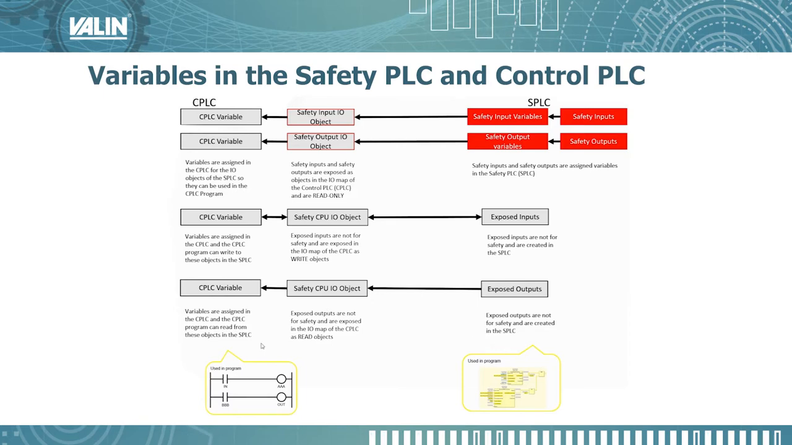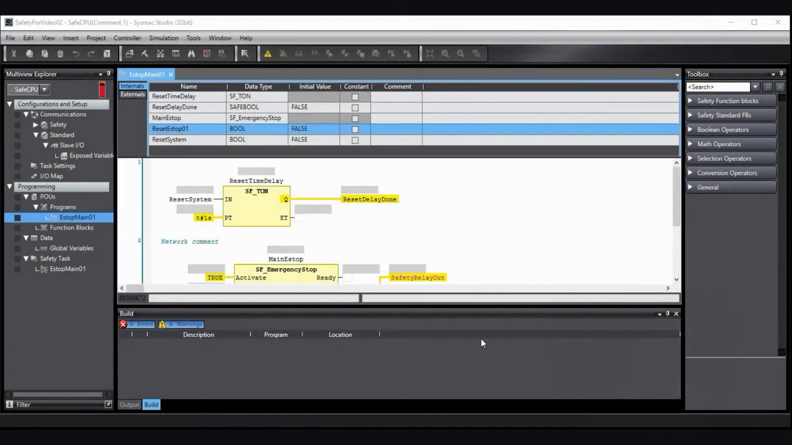And then down at the bottom, there's a graphic that just shows that you'd use these objects and variables in your control PLC ladder program, and you'd use these objects and variables in the safety PLC program. Next, we're going to get started with this Sysmax Studio software to see how you actually do this.